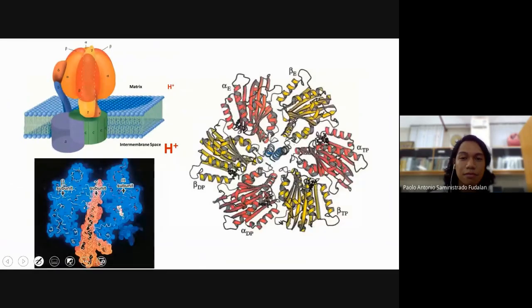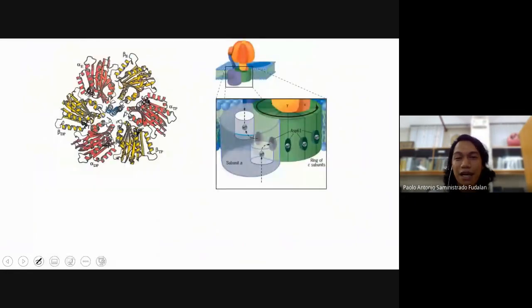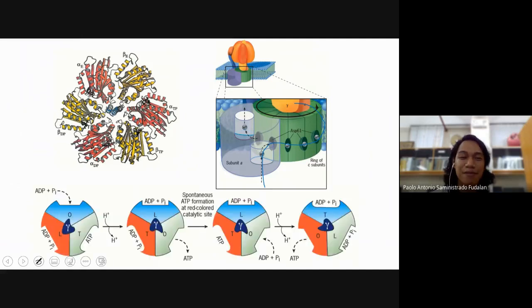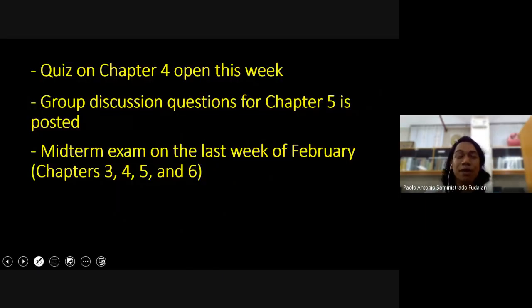Okay, so you can see here how it's shaped like a wheel, and then here we have the axle of the wheel, which turns. Here's a mechanism showing how the proton enters and then moves the axle so that it will turn. And here's a mechanism on how ATP is produced from ADP. I'll leave those details for you to study.